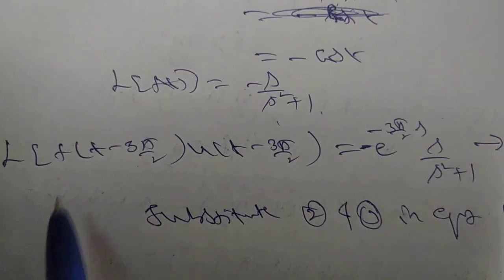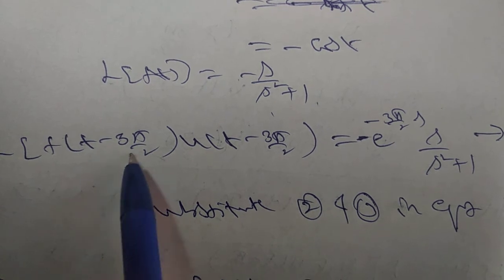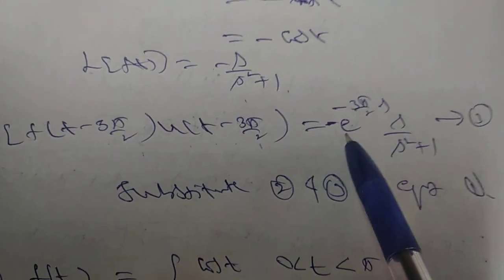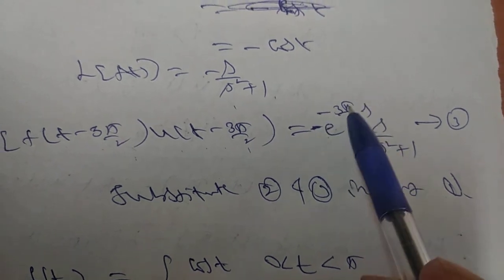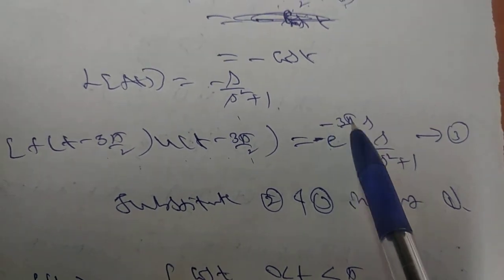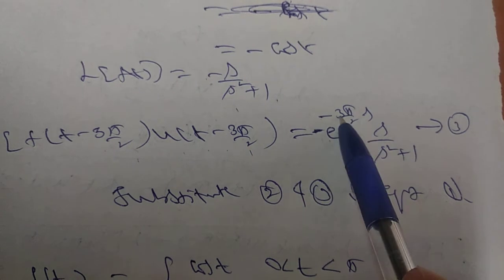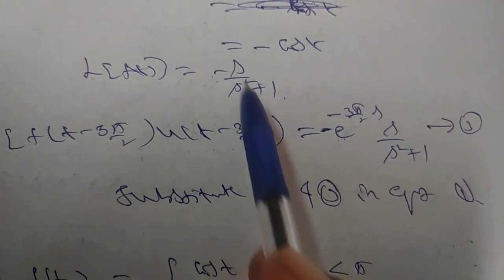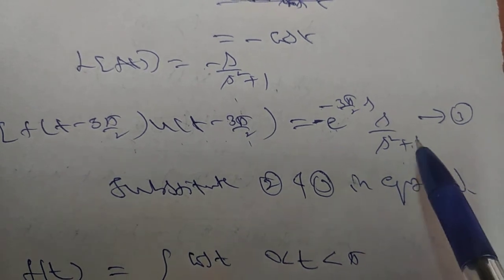Now we want the Laplace transform of f(t − 3π/2) u(t − 3π/2). So what is the formula? e^(−as) F(s), where a is equal to what? 3π/2. So e^(−3π s/2) into F(s). What is F(s)? Minus s over s² + 1. So this is the answer.